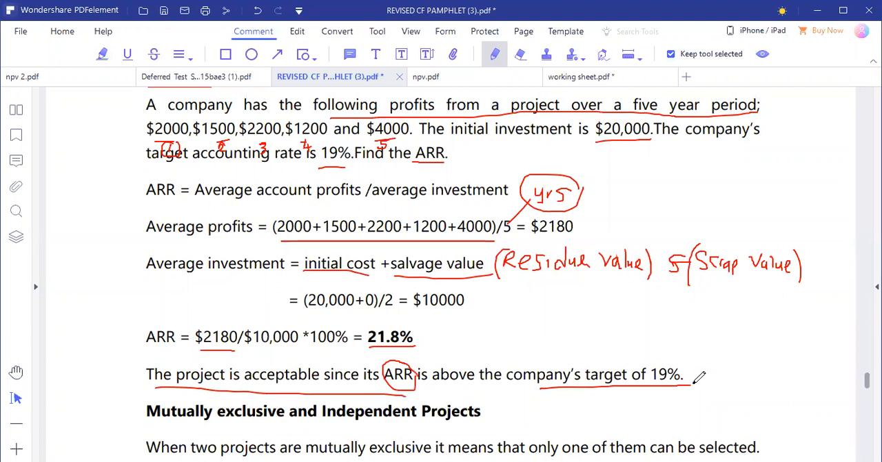Sir. Yes, please. Sorry to take you back. On average investment, we're dividing through by 2. Where's the 2 coming from? I don't know. I think I might have missed that point.